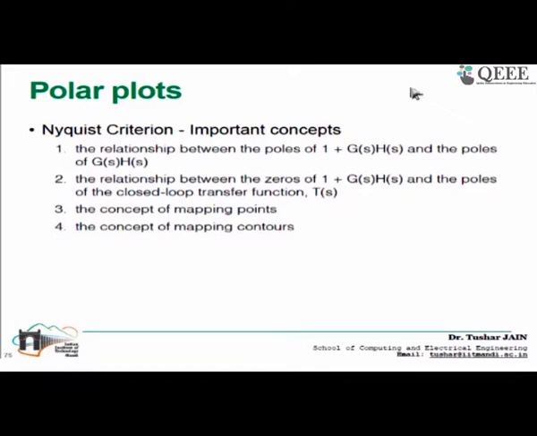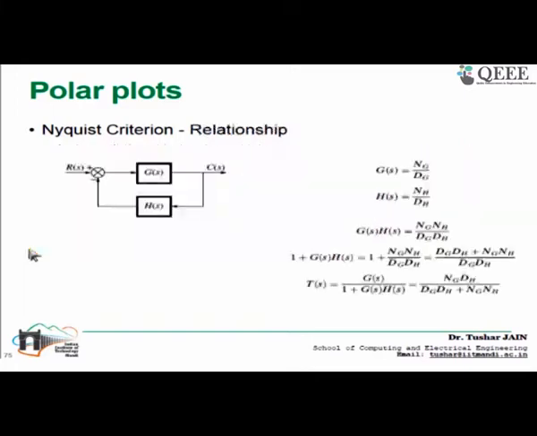We're going to build a relationship between the poles of 1 plus GSHS and the GSHS, and the relationship between the zeros of this and the closed loop. The two main concepts are the mapping points and the mapping contours, which come from complex variable analysis. Once we have the knowledge of these four concepts, we will be in a better state to give the stability conditions using the Nyquist criteria.